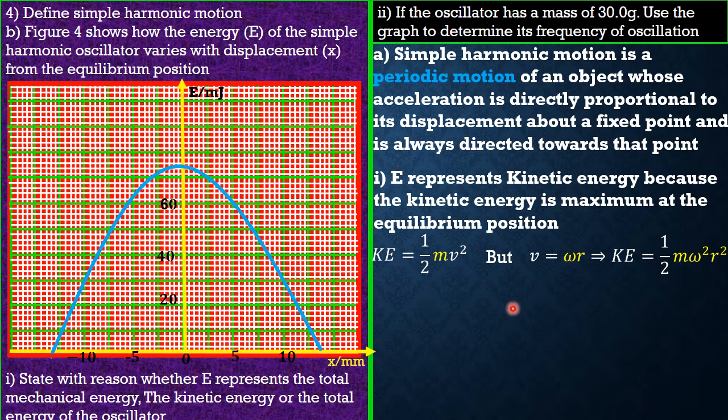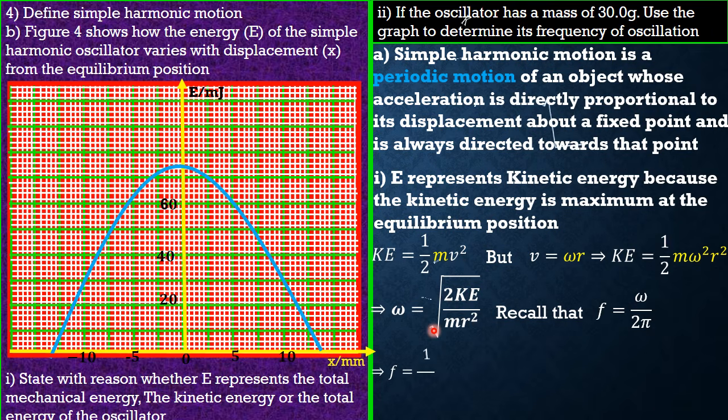Which means if we make omega the subject of this formula, we have omega equal to the square root of 2 times the kinetic energy over m r squared. But let's recall that the frequency is given as f equal to omega over 2 pi. So if we substitute everything, we are going to have our frequency f equal to 1 over 2 pi times the square root of 2 times KE over m r squared.